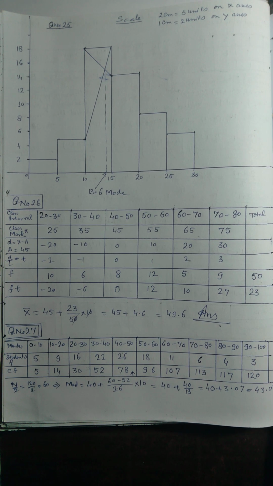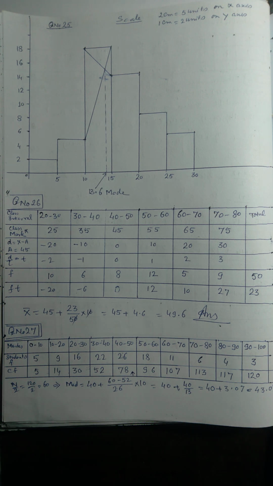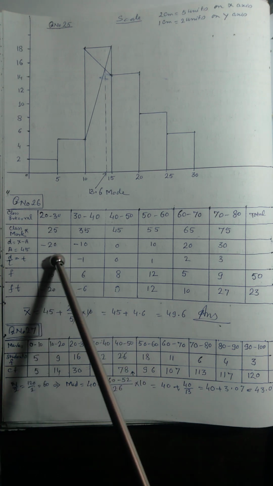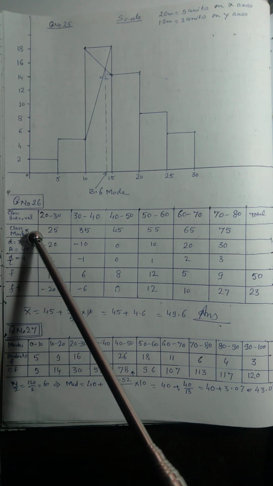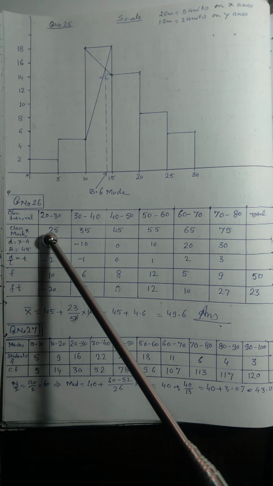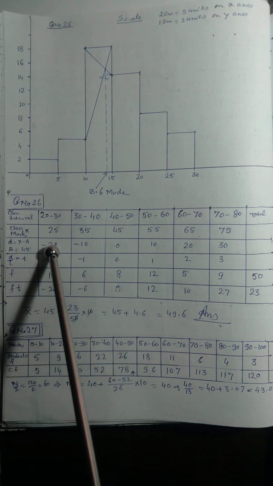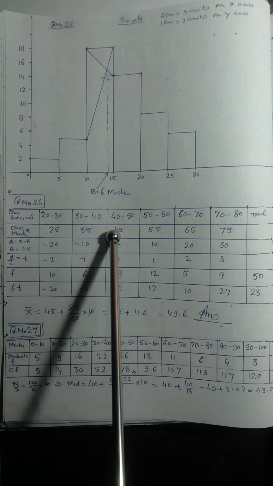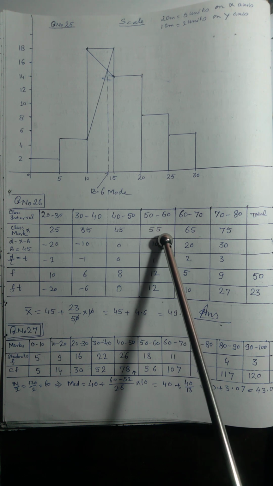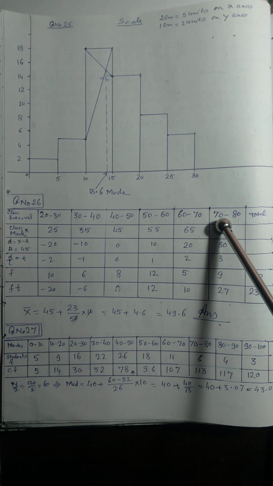ICSE Mathematics Class 10th, Chapter 19, Exercise, Self-Evaluation and Revision. Question number 26. Find the mean of the following distribution by step deviation method. देखिए यहाँ पर क्वेश्चन नंबर 26 क्लास इंटरवल दिया हुआ है. क्लास 20 to 30, 30 to 40, 40 to 50, 50 to 60, 60 to 70, 70 to 80.